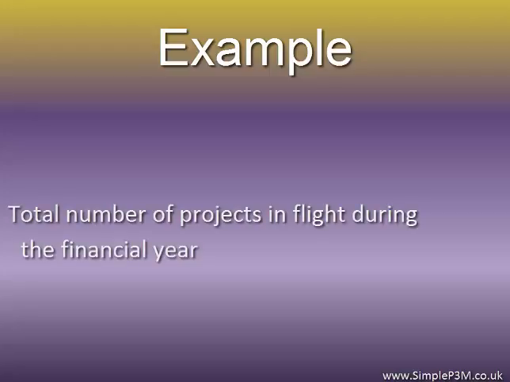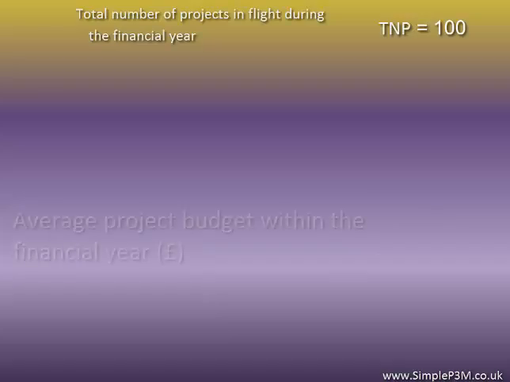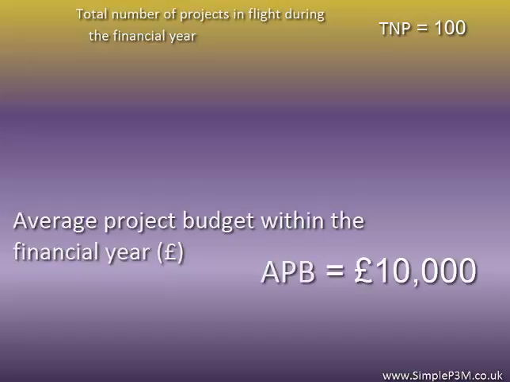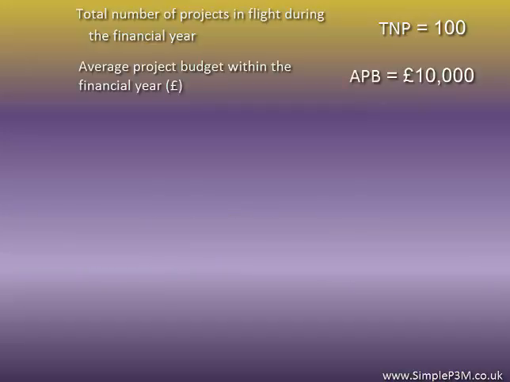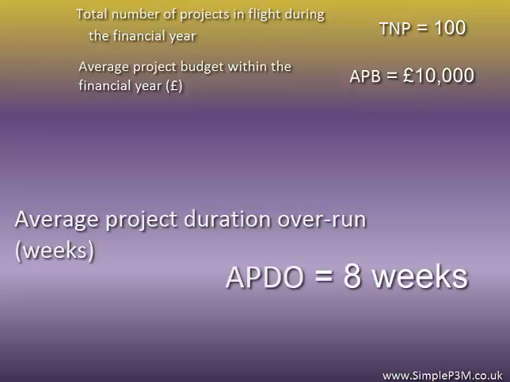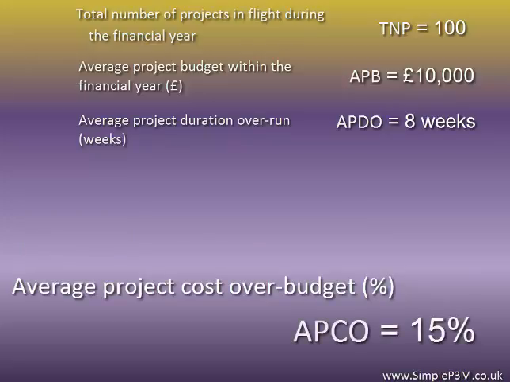Let's assume that the total number of projects in flight during the financial year is 100, that the average project budget within the financial year is £10,000, that the average project duration overrun is 8 weeks, and that the average project cost over budget is 15%.